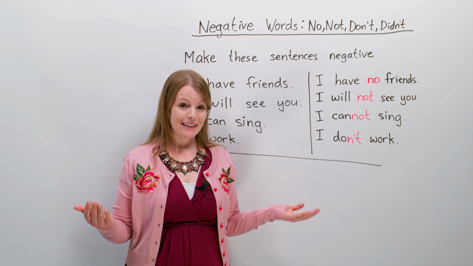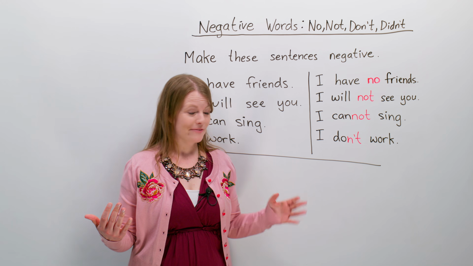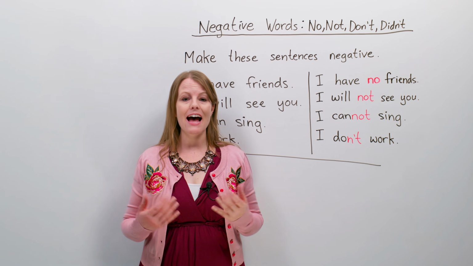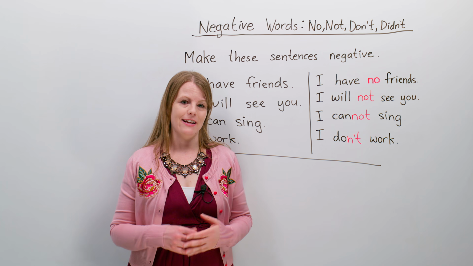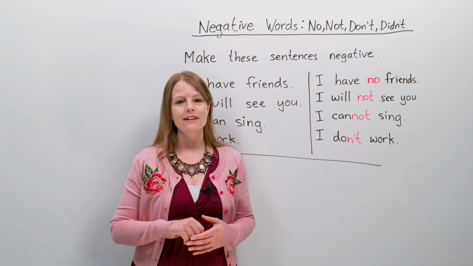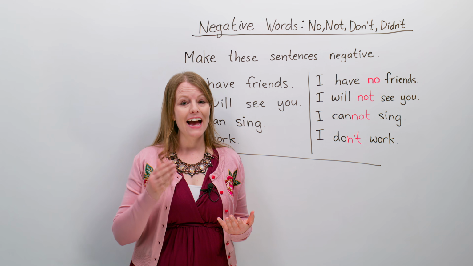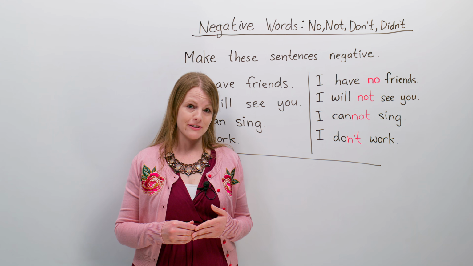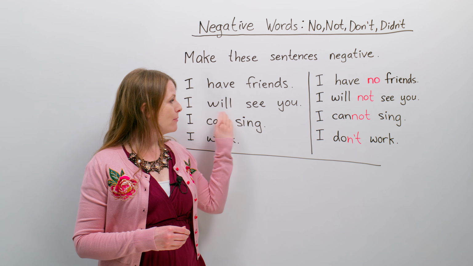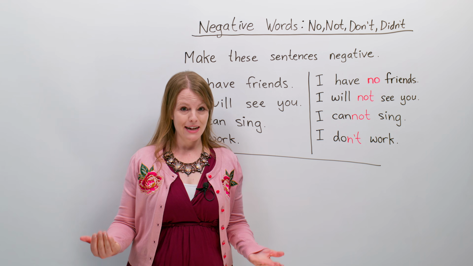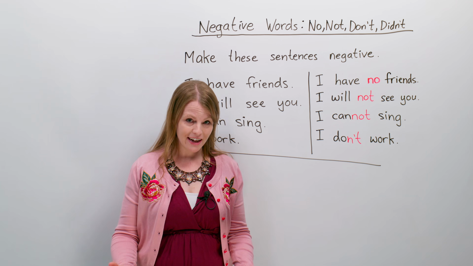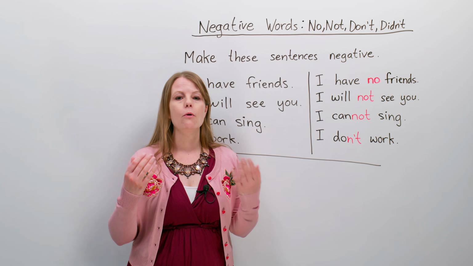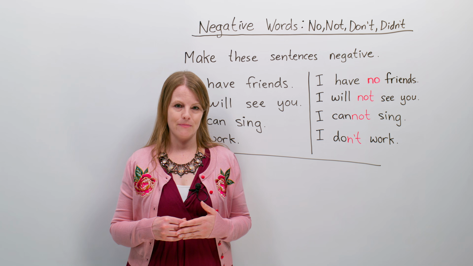Okay, let's look at the negative sentences. I have friends becomes I have no friends. Or we can say I don't have friends. Both are possible. I will see you becomes I will not see you, or I won't see you.